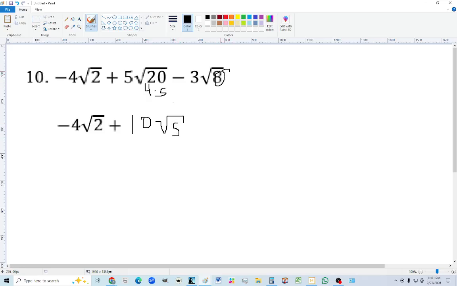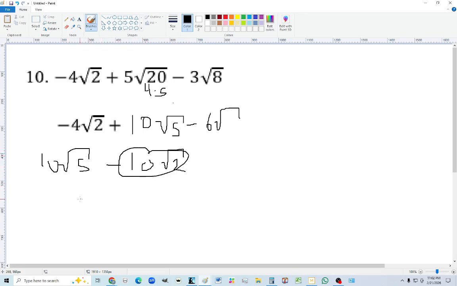And this is 2 times 4. 4 comes out as a 2, so you get minus 6 times radical 2. Over here, minus 4, minus 6. So you get minus 10 radical 2. And generally speaking, we like to put the positive numbers first. So you get 10 radical 5 minus 10 radical 2. You could factor out a 10: radical 5 minus radical 2.